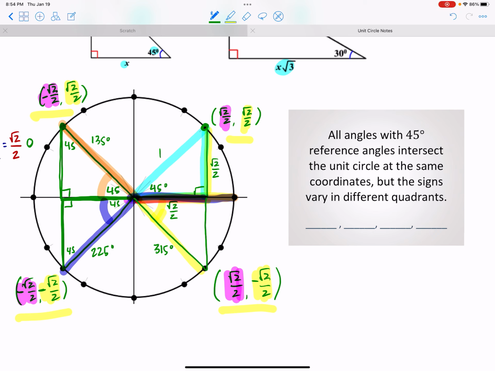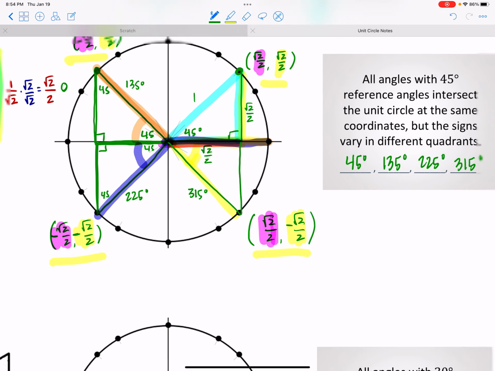So all angles with 45 degree reference angles intersect the unit circle at the same place. So that's a 45 degree angle, a 135 degree angle, a 225 degree angle, and a 315 degree angle. They all intersect the unit circle at coordinates radical 2 over 2 and radical 2 over 2. Okay, all of those are sines and cosines for those angles. The only thing that will vary is the positives and the negatives.